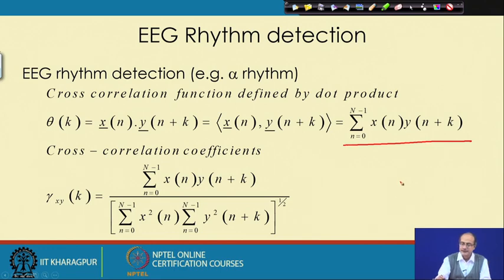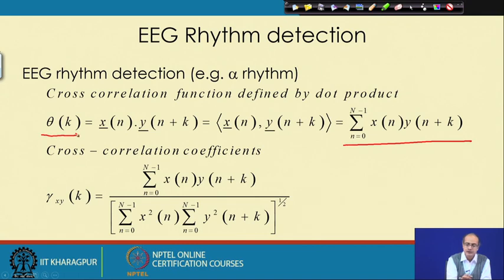Now, what is the essence of it? x(n) is a known signal. Say we take the help of an expert to extract a portion of the signal which is known to be the alpha rhythm for sure. That is the x(n). Then we take any other signal on which we do the experiment and find out whether that alpha rhythm is present or not. We can use this cross correlation.